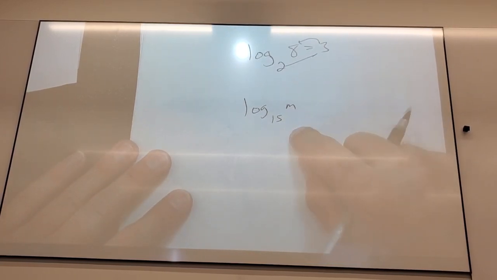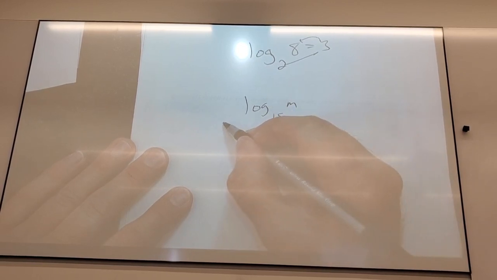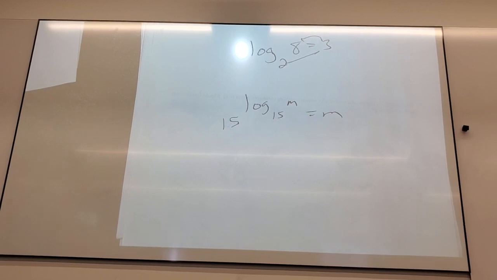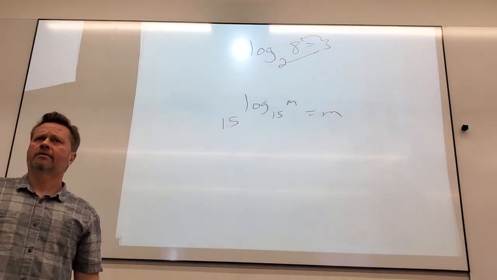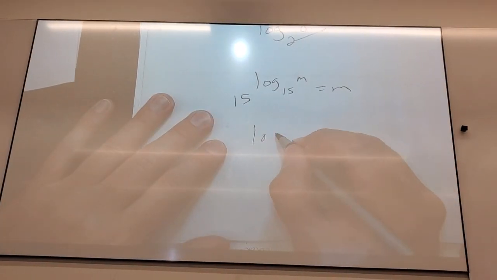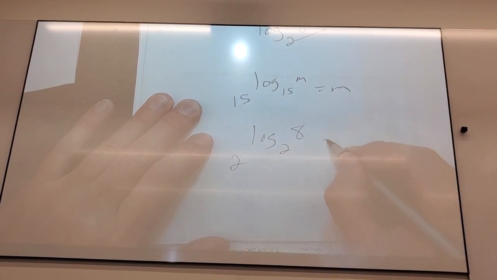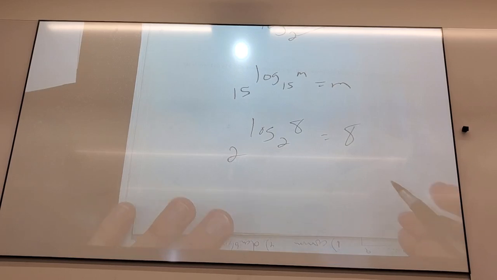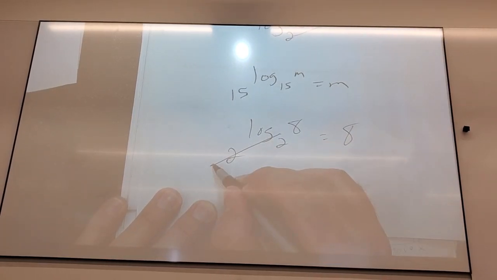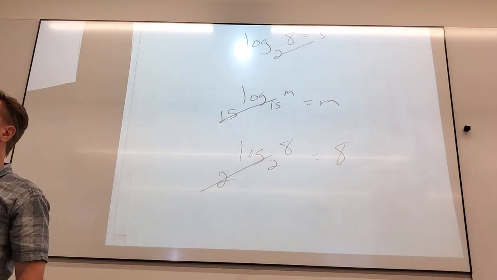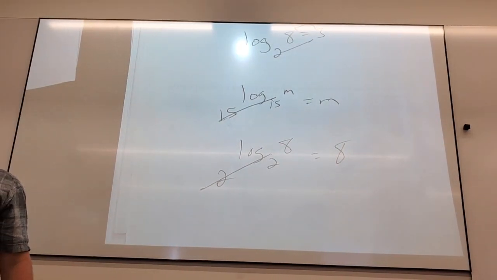So if this is the power that 15 needs to become m, if I raise 15 to it, of course I get m. If this is the number that 2 needs to become 8, what do I get when I raise 2 to it? 8. So what's another way to look at that? These two functions cancel each other because they are inverses of each other. Just like cubing a cube root or cube rooting a cube. I'll just type down the rule.